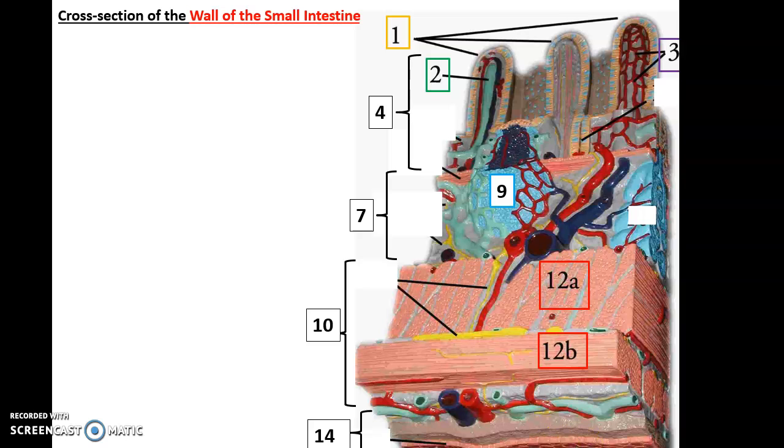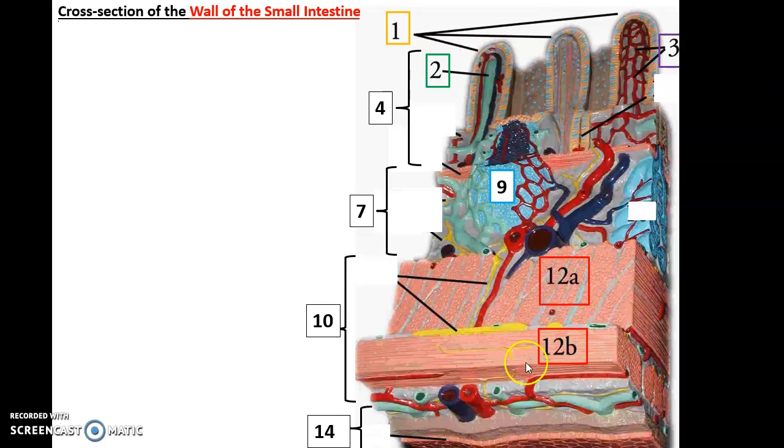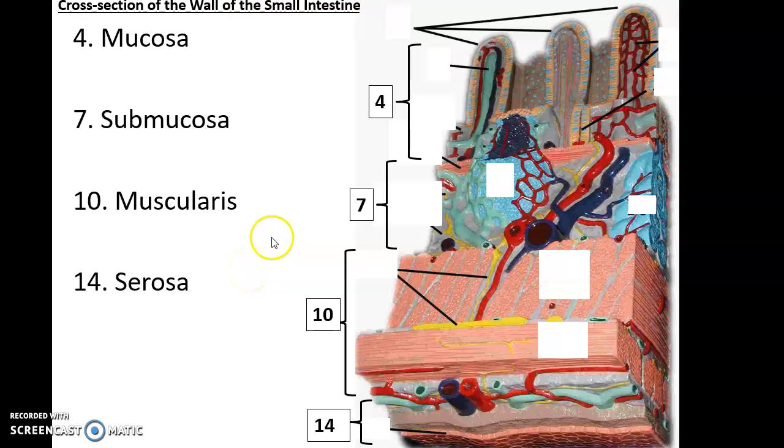Here is a model of a cross-section of the wall of the small intestine. So we cut through the intestine to look at the layers and structures in its wall. There are four main layers. There is the mucosa, which is the layer next to the opening, the space inside of the small intestine. Then superficial to that is the submucosa, and then from there is the muscularis, and then finally the serosa. So the four layers of the small intestine: mucosa, submucosa, muscularis, and serosa.